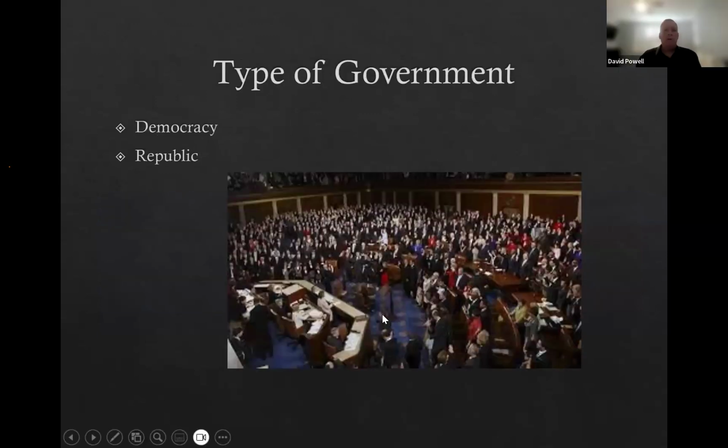So in terms of the type of government, our type of government is a democracy as well as a republican form of government. I think we're all familiar with the idea of a democracy. So let me ask you the question, what is a democracy? How would you define a democracy? Because again, there are a lot of governments around the world that call themselves democracies, and we would probably take issue with it and say they're not democracies. But what is a democracy to you?